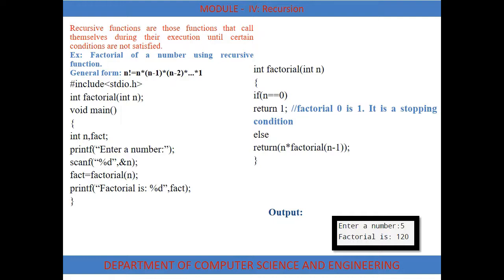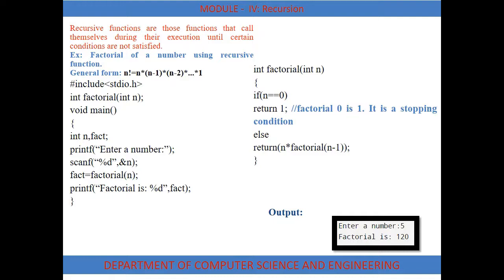Let's see the example of factorial. The general form to find the factorial of a given number is n factorial equals n into n minus 1 into n minus 2 up to 1. If I consider n equal to 5, then 5 factorial is equal to 5 into 4 into 3 into 2 into 1, totally 120. So 5 factorial is equal to 120. Let's see how to write the code to get the same value using recursion.